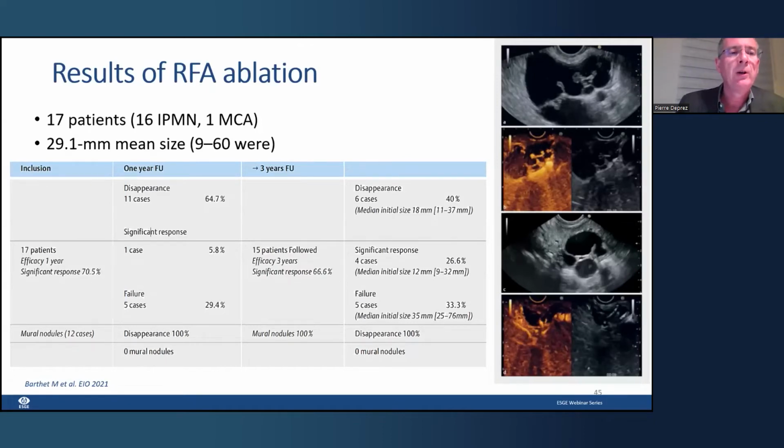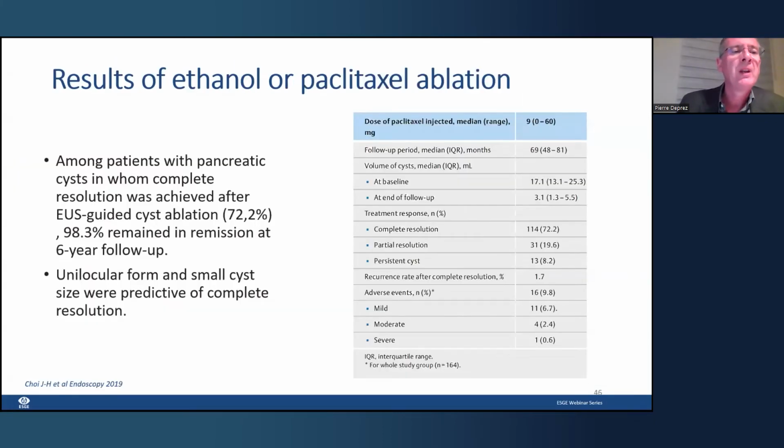Concerning the ablation with ethanol, long-term results, you see the patients in which the resolution was achieved at the short term, 98 remained in remission at 6 years follow-up, and the best predictive factors for complete resolution were unilocular and of course small cyst size cysts.